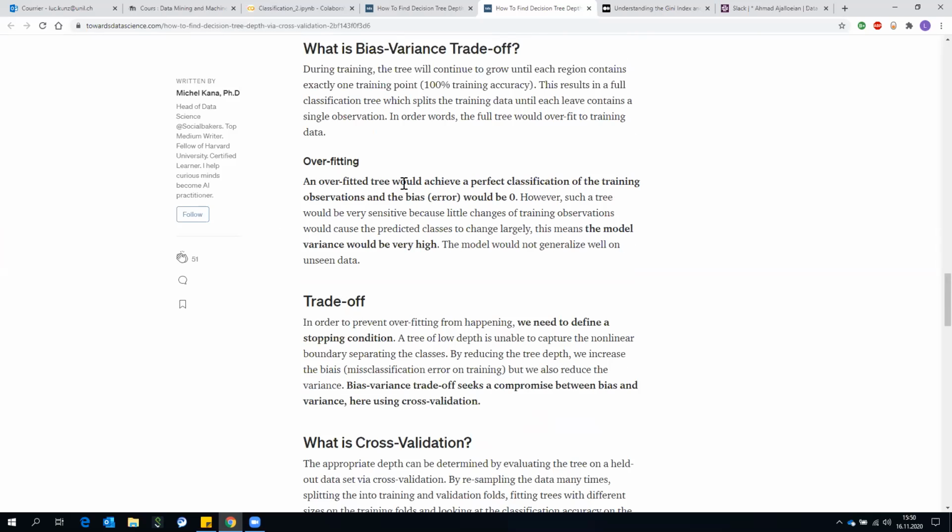Yes, an overfitted tree would achieve a perfect classification of the training observations, and the error would be 0. But if you overfit, then it does not apply to the test data. So the test accuracy would be very low, or not very low, but not 1. And we want to avoid it. We want to have an algorithm that works well in the majority of the cases, and does not overfit the training data.